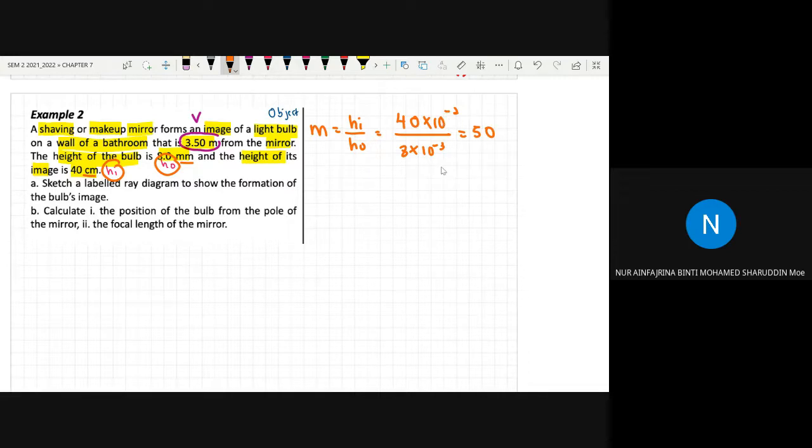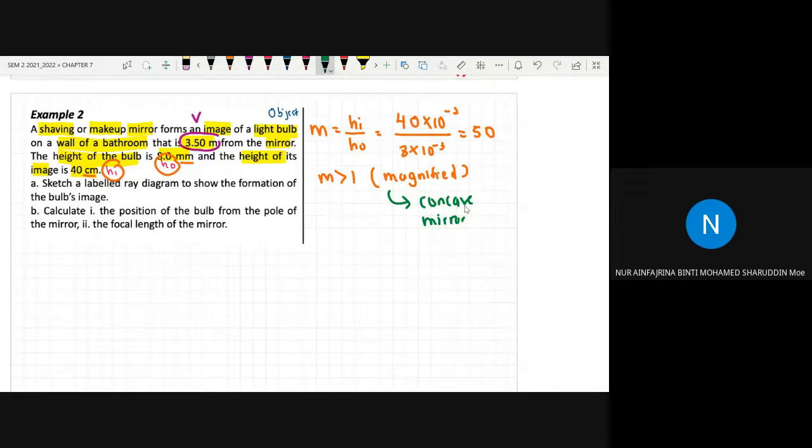So bila 50, Miss nak tanya, magnification dia more than 1. Jadi dia magnified, diminish or same size? Magnified. Dia adalah magnified. So Miss nak tanya, bila dia magnified dia adalah concave mirror ke convex mirror? Concave. Very good. Concave mirror. Kenapa dia bukan convex mirror?